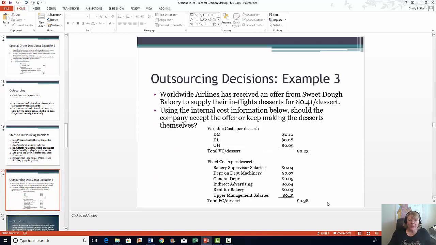So, Worldwide Airlines has received an offer from Sweet Dough Bakery to supply their in-flight desserts for 41 cents a dessert. Using this internal cost information below, should the company accept the offer or keep making the desserts themselves? So we have variable cost per unit, and the total variable costs are 23 cents, and the fixed costs per dessert are 38 cents. Now, at first glance, you think, wow, they're going to charge us 41 cents for each dessert. Sounds like a pretty good deal. Well, let's take a look and break it down.